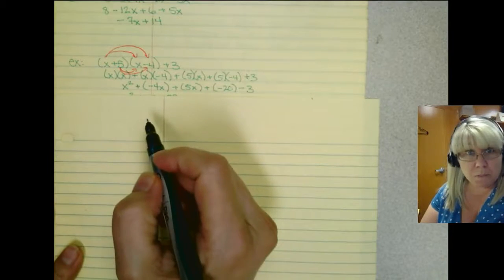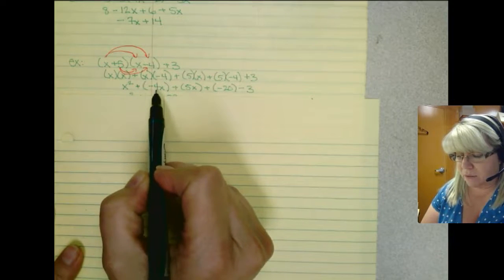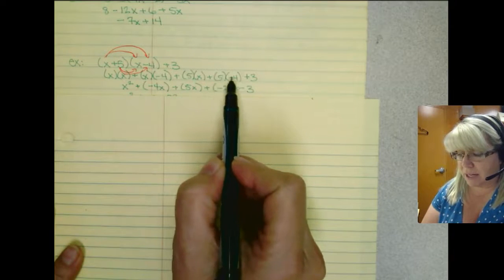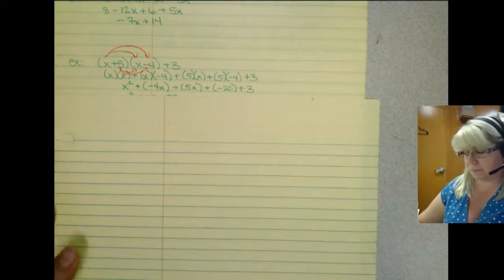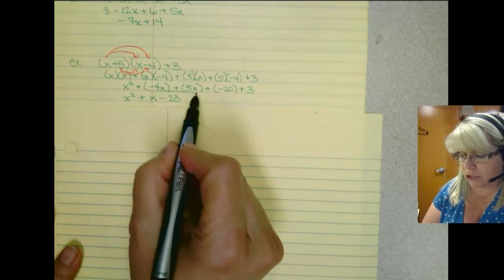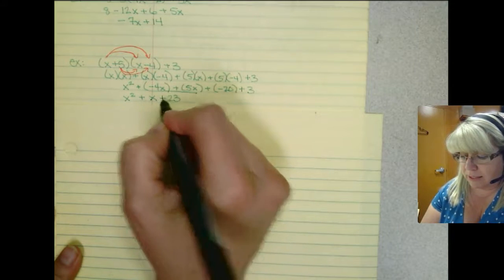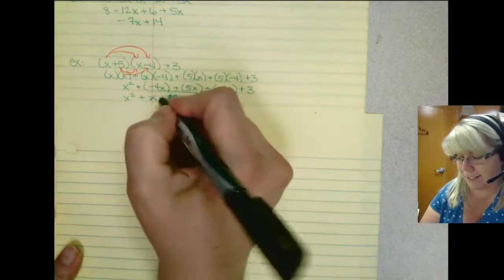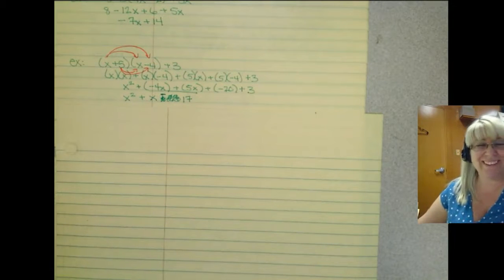Combine what you can, do the math of what you can. So x times x is x squared. X times negative 4 is negative 4x. 5 times x is 5x. 5 times negative 4 is negative 20. And that should be a plus 3. And then x squared, combine like terms, that's going to be a positive x. And negative 20 and plus 3 is plus 17. Oh, sorry, negative 17. Oh my goodness. I guess I just didn't like that positive 3.